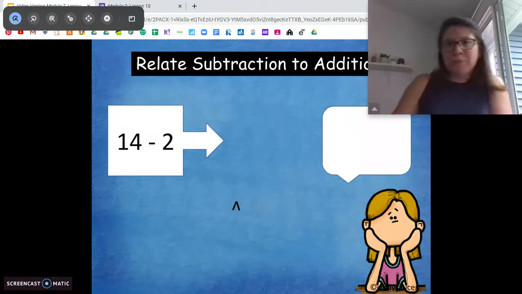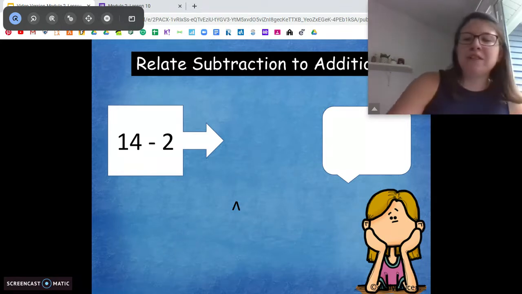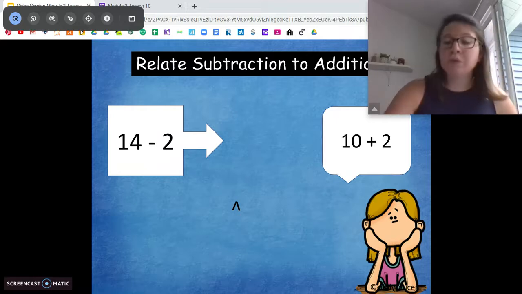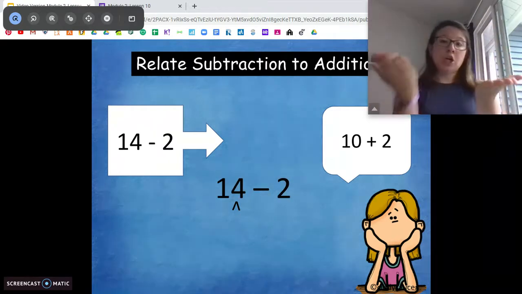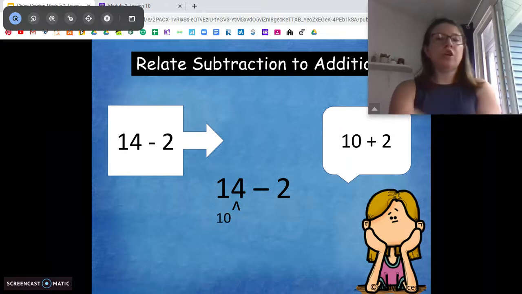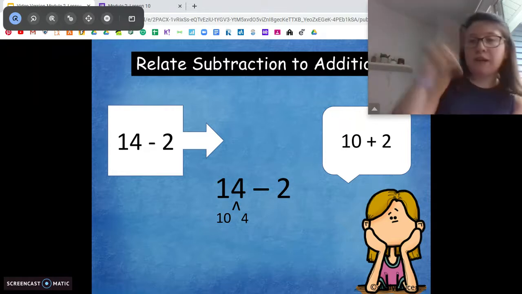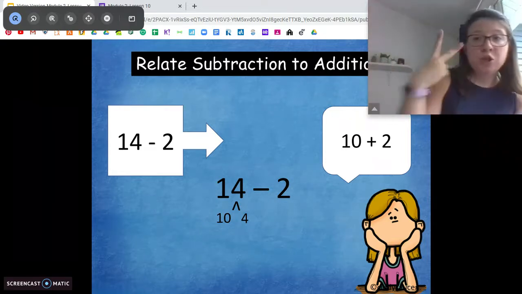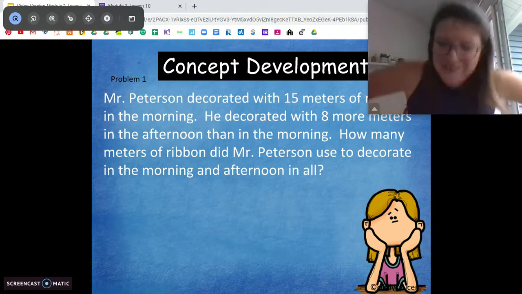Pause. Do it on your own. Ready? 14 minus 2 turns into 10 plus 2. We decompose 14 into 10 and 4. Good. Then we do, what's our next step? 4 minus 2, which equals 2. 10 plus 2.